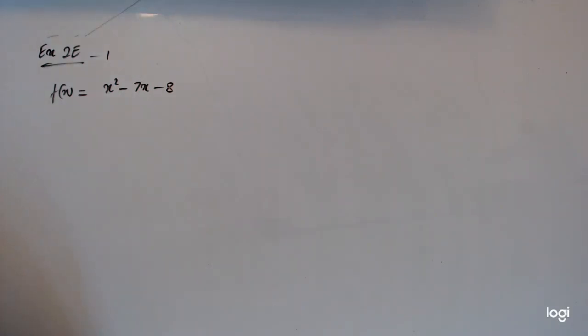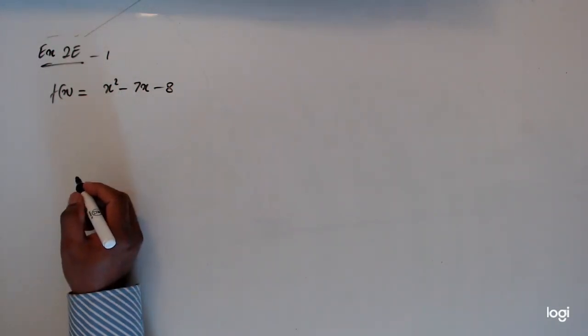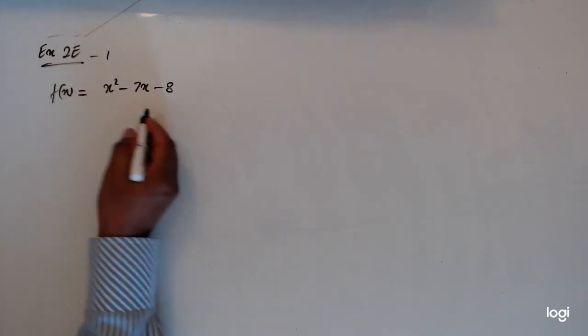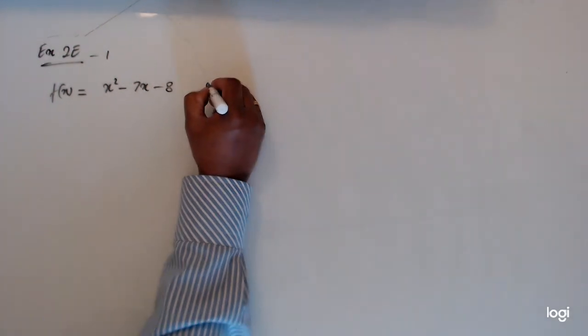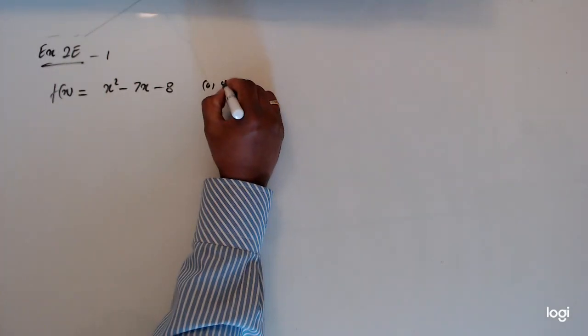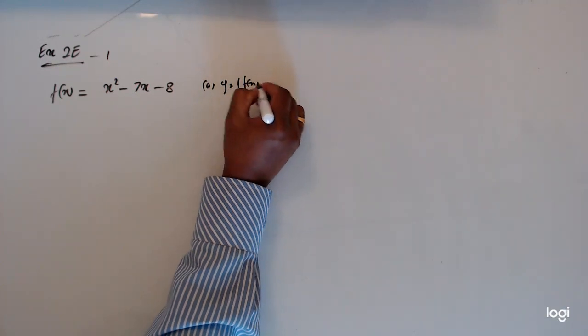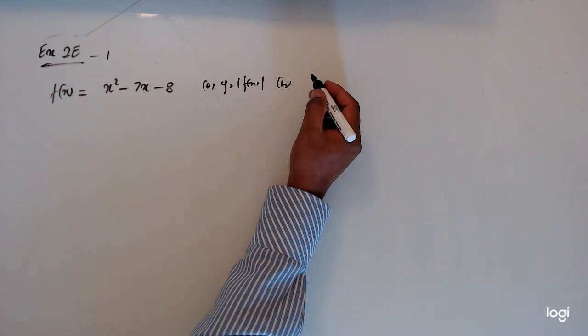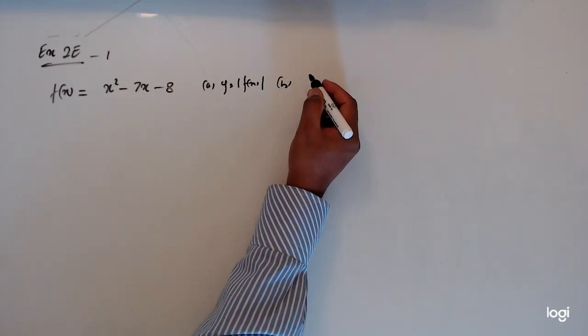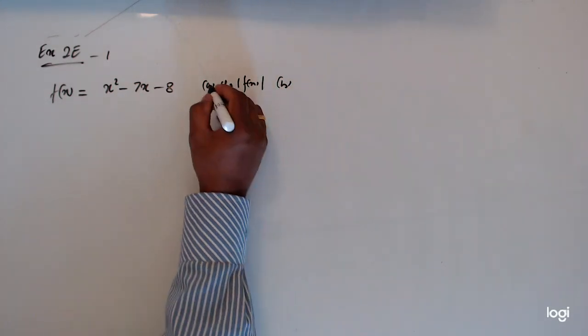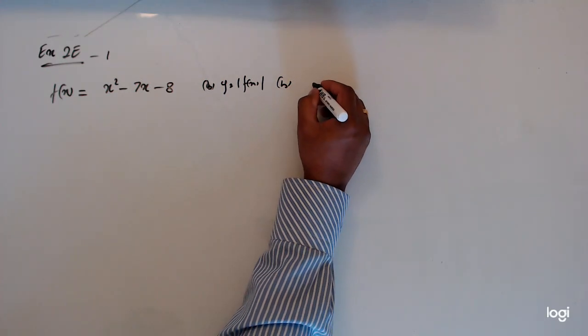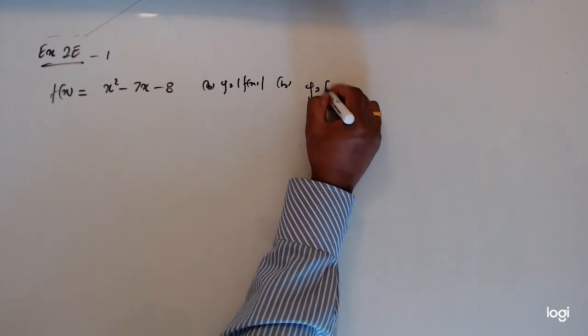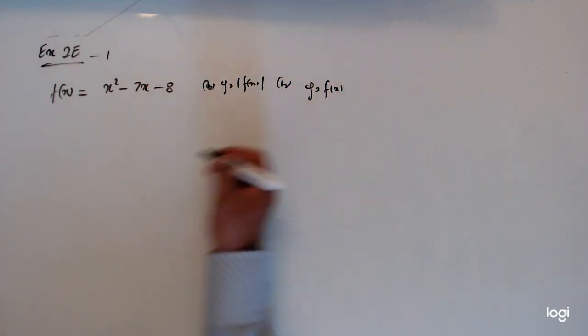Exercise 2, question number 1. So we want to sketch this one. Part A, we want to find y equal mod f(x), then part B, and part C is y equal f(mod x).